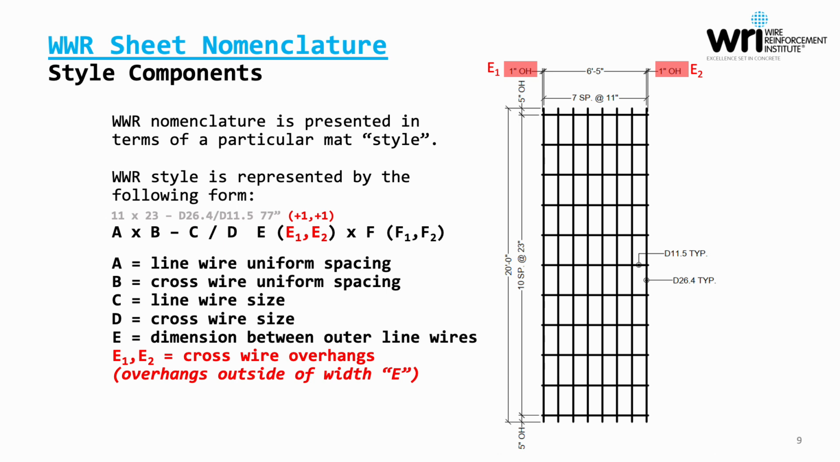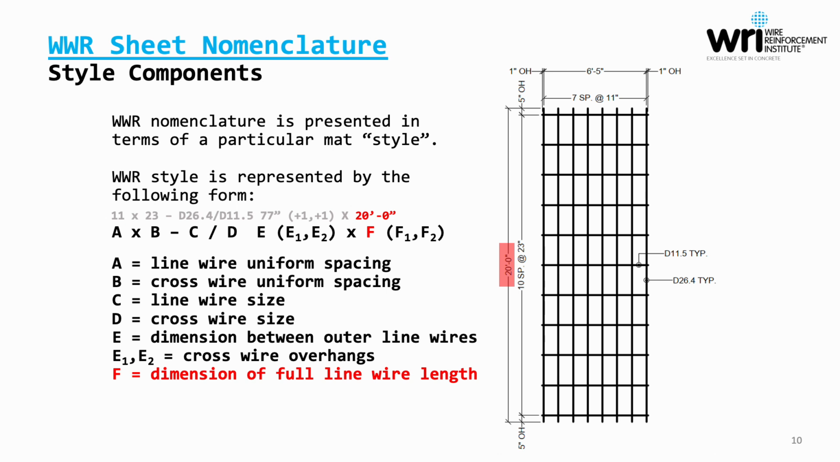Attribute E sub 1 and E sub 2 is simply the overhang of the cross wires beyond the previously mentioned outermost line wires. So here we see in the diagram we have a 1-inch overhang on each side. That would then correspond to a +1 and a +1 for the attributes E sub 1 and E sub 2. So again, these are cross wire overhangs that are beyond or to the outside of the outermost line wires.